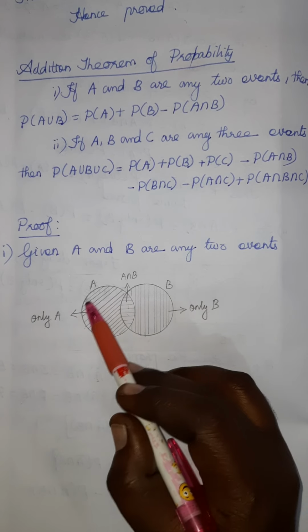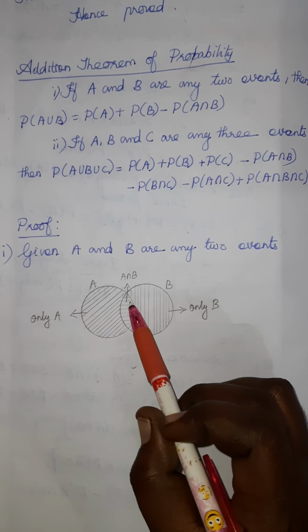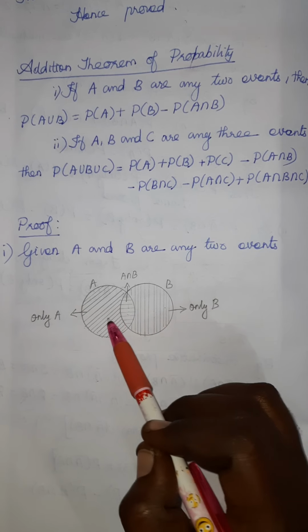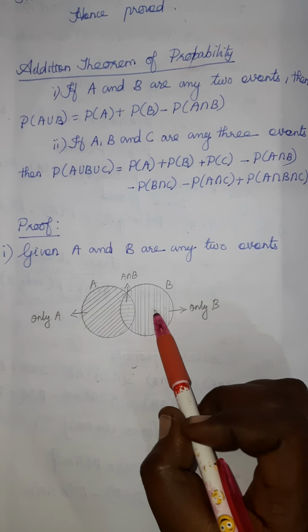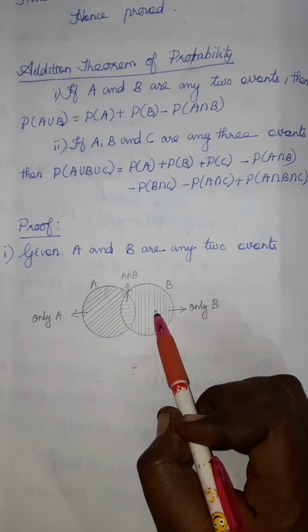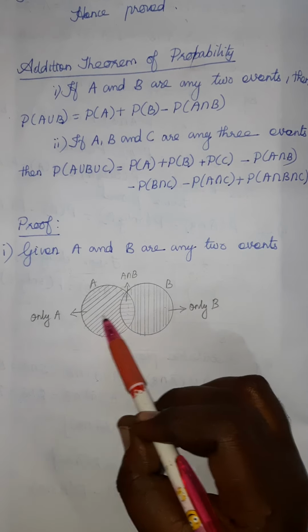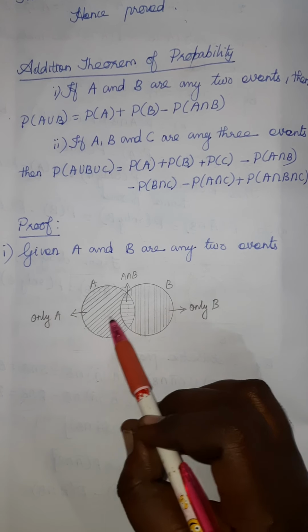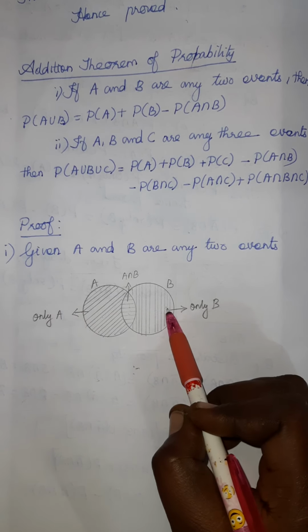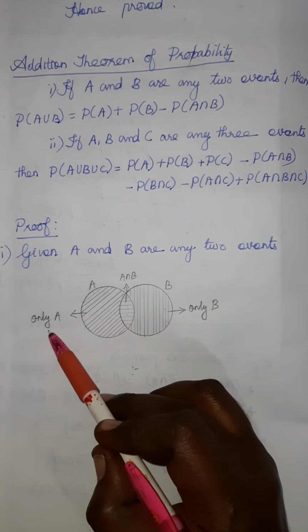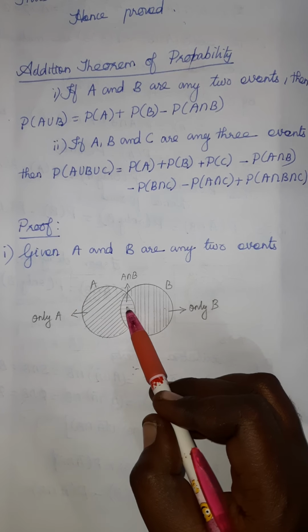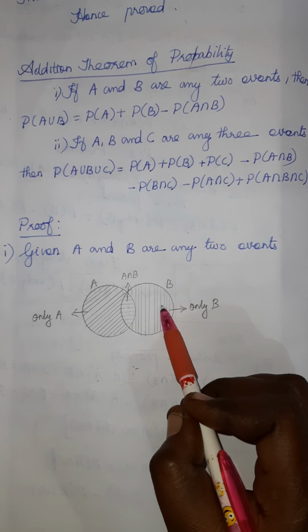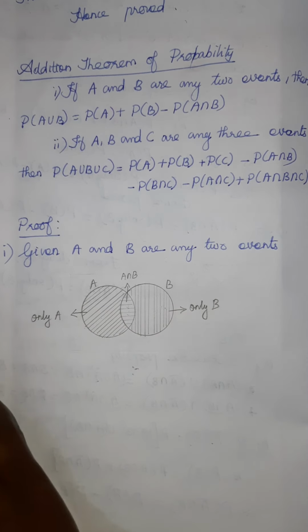But these three together will give A union B. Am I correct? Only A, A intersection B and only B together will give A union B. Like the previous theorem, the union is giving the set but the intersection is empty. So we can apply: probability of A union B is equal to probability of only A plus probability of A intersection B plus probability of only B. It is by theorem 1. Are you clear? Shall we write now?